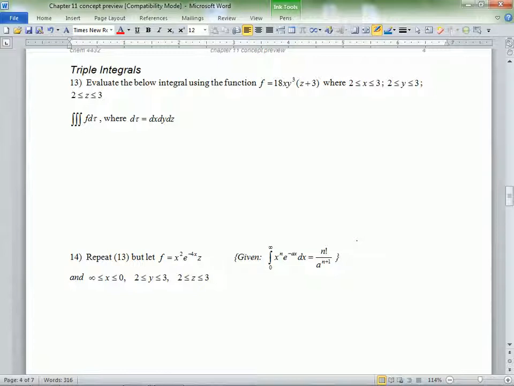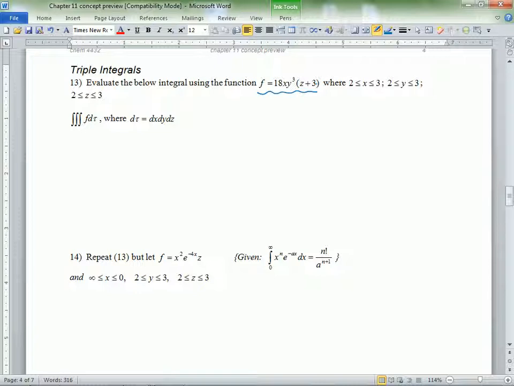Evaluate the below integral using the function 18 x y cubed z plus 3. Okay? And how many variables are in this expression? How many variables are there? We always like to think of x as the variable, so we recognize that's a variable. There's 3 total. You're doing diffie-q now. It's not that bad. You just have more than one variable.